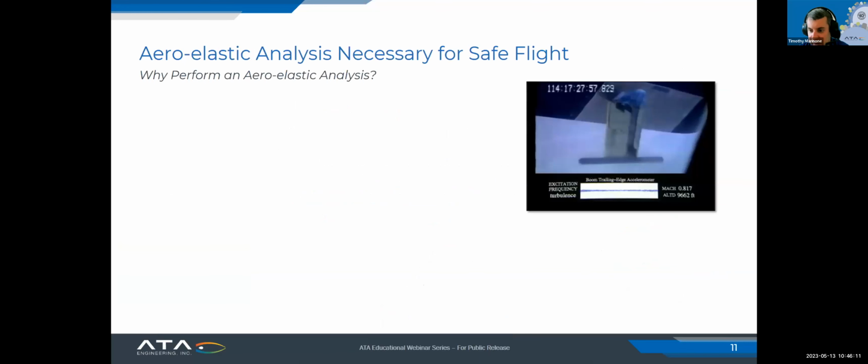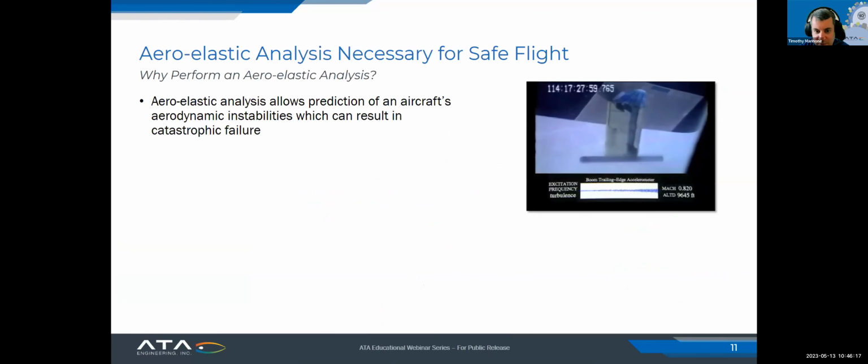So why do we perform an aeroelastic analysis? Fundamentally, it's to ensure safety in flight. You may have seen this video as well. This is a famous one from NASA. But as you can see, if the flutter conditions become severe enough, you can actually have catastrophic failure. And so you can see it damaged and ultimately get destroyed.